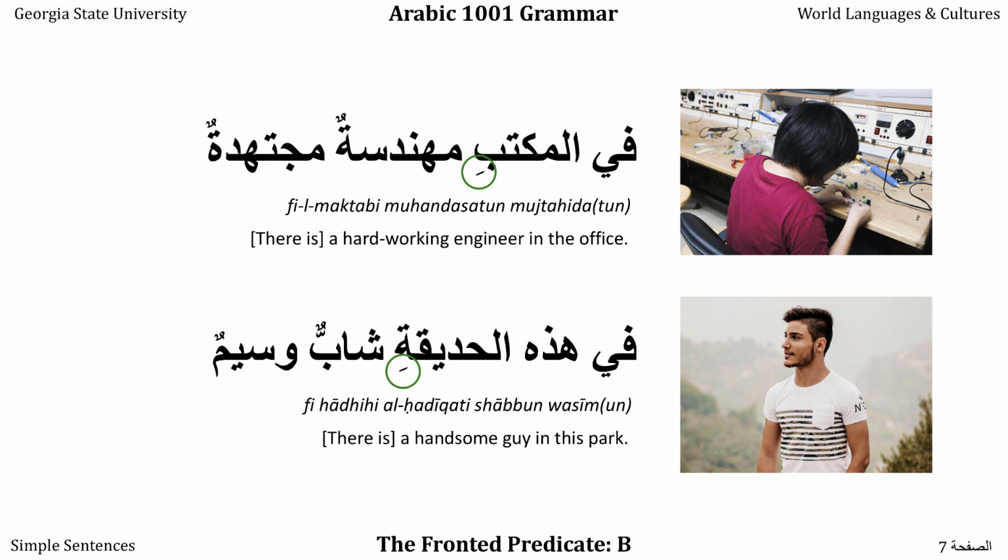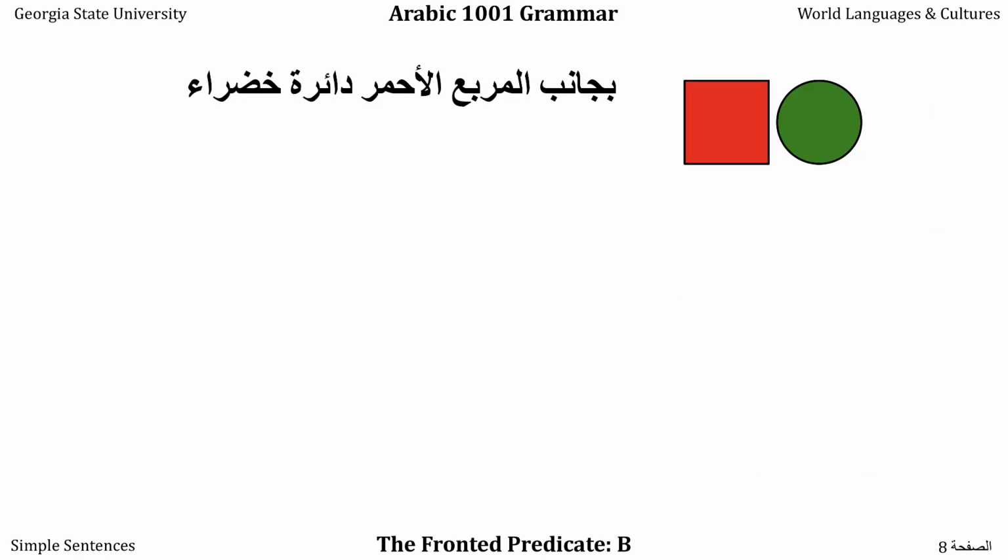So all four words, muhandasa, mujtahida, shab, and wasim, are in the marfu' case, and they're indefinite, so they get the tanween ad-dam character. Let's look at our shapes. We can say, bijanib al-murabba al-ahmar da'ira khadra, next to the red square, a green circle, or what we really mean is, there is a green circle next to the red square.